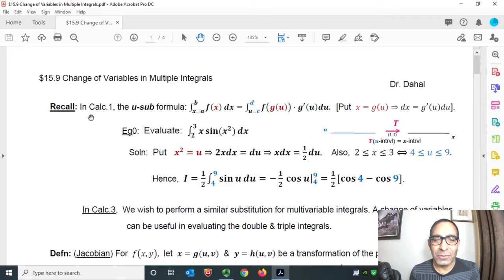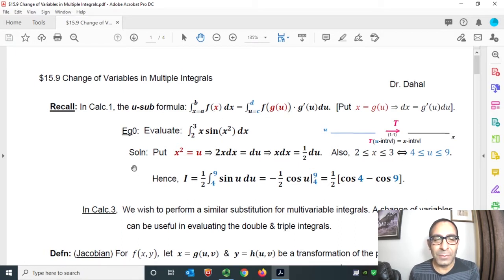In Calculus 1, to integrate a complicated integral in x variables, we use the substitutions where we put x equals a function of u, and then we convert the x integrals to the u integrals. The whole purpose of converting the x integrals to u integrals is that they are simpler to evaluate than the x integrals.